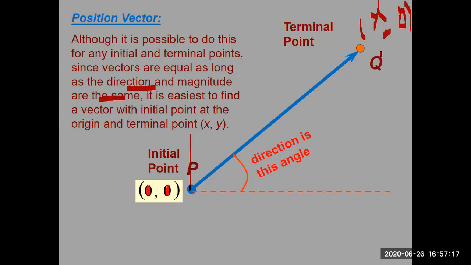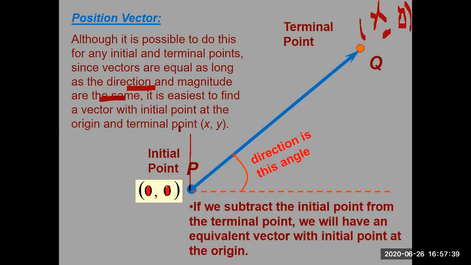So in this way, in between the two axes at the terminal point, the position of any vector which starts from the origin and ends at the x and y axes is the position of this vector. It is easiest to find a vector with initial point at the origin and terminal point at x, y.